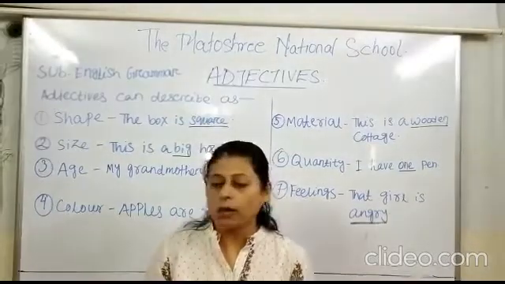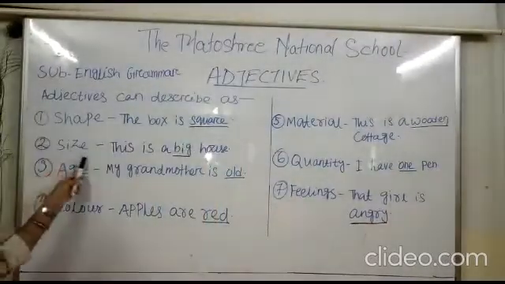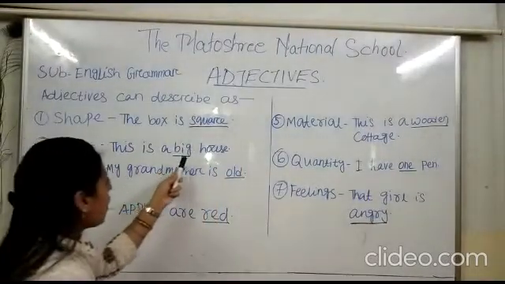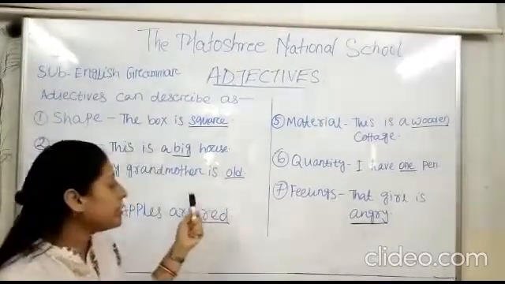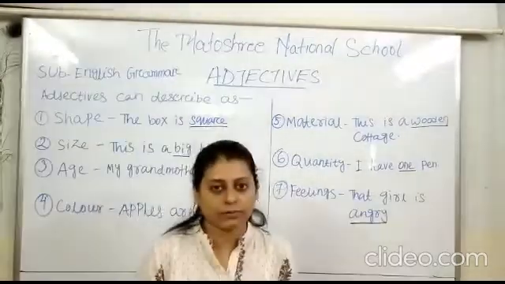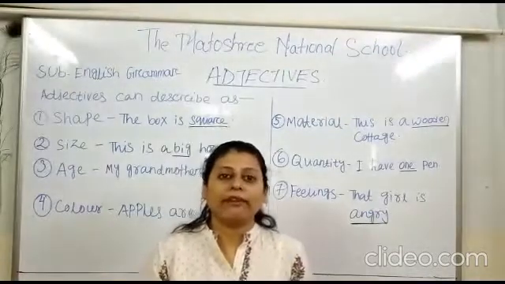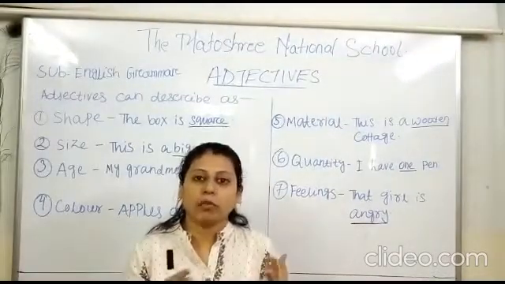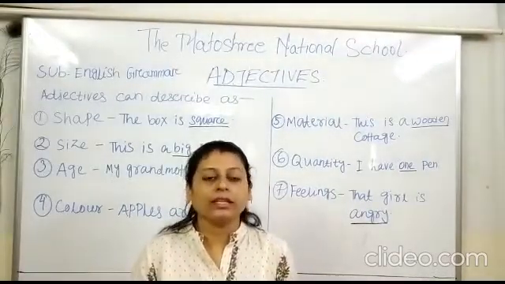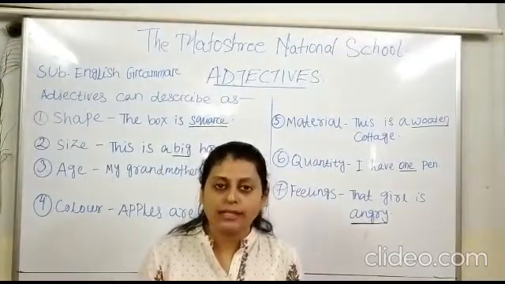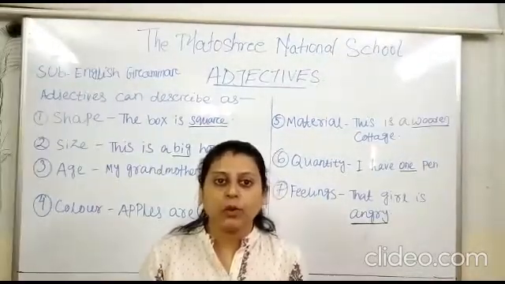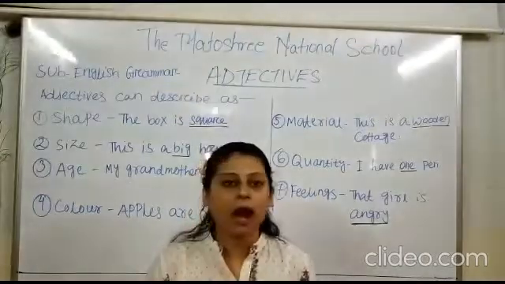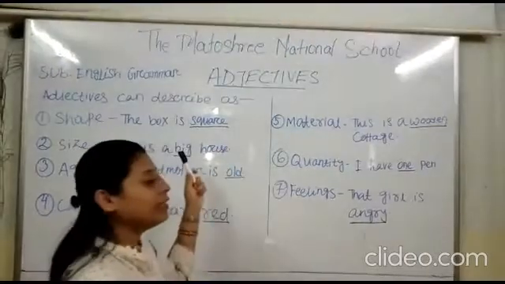Okay. Now second is size. This is a big house. There are very big houses. There are some small houses. So big and small are adjectives which describe the house, or the noun.